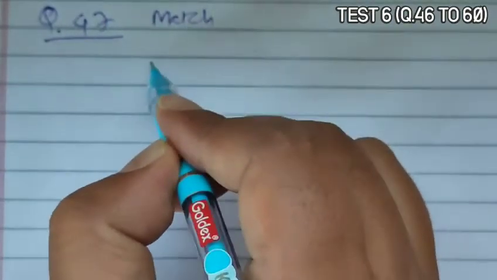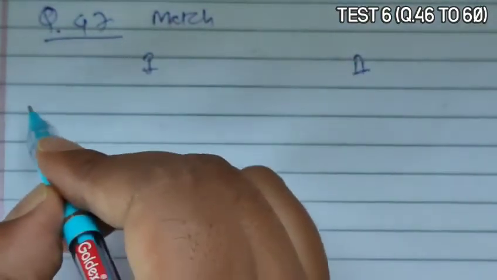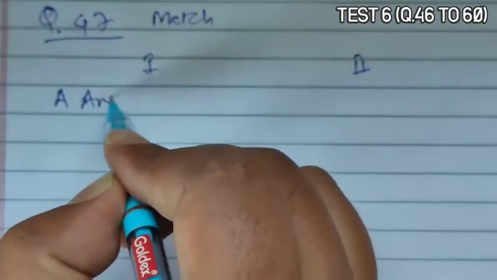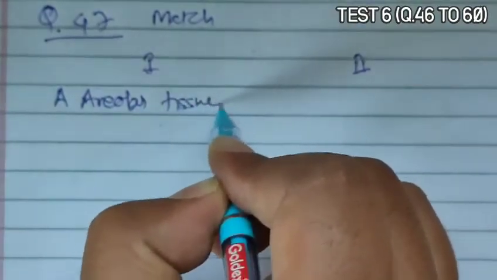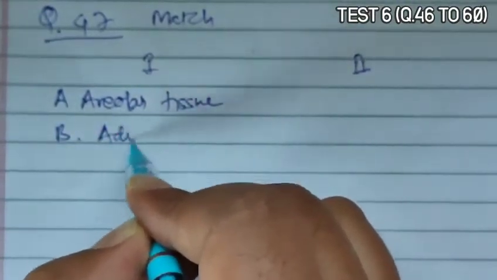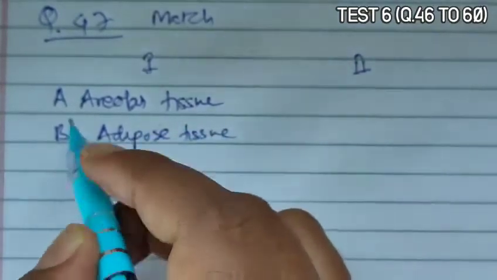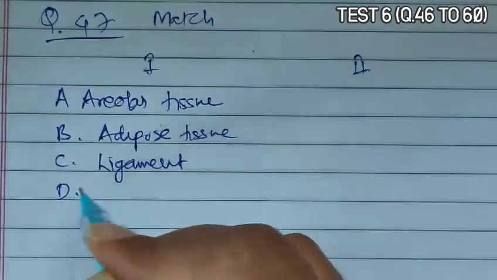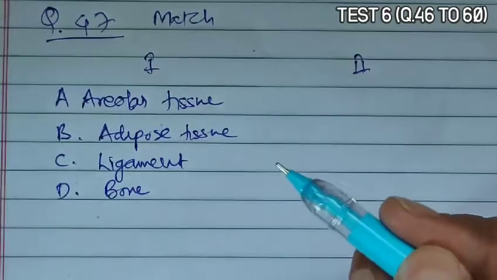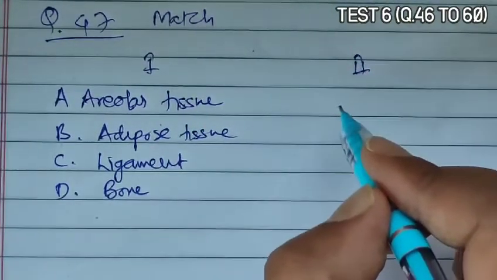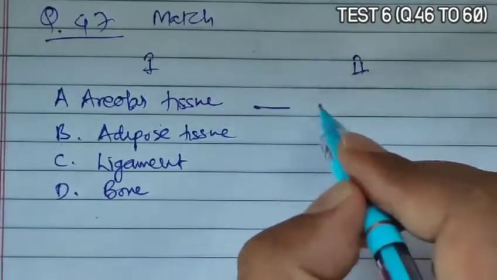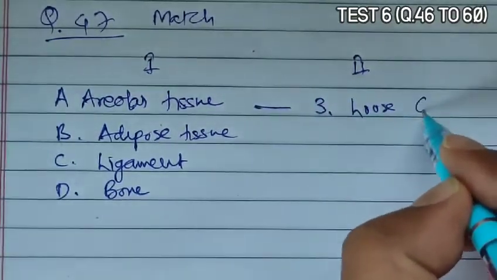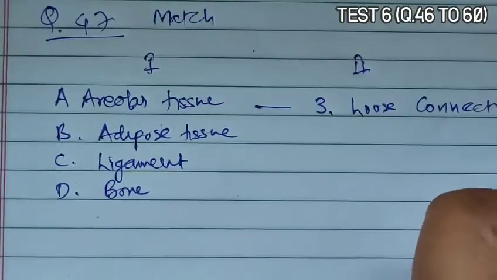Next is question 47. Question 47 asks to match the following, and we have to match column 1 with column 2. In column 1, A is areolar tissue, B is adipose tissue, C is ligament, D is bone. Now matching with column 2, areolar tissue matches with the 3rd option, loose connective tissue.